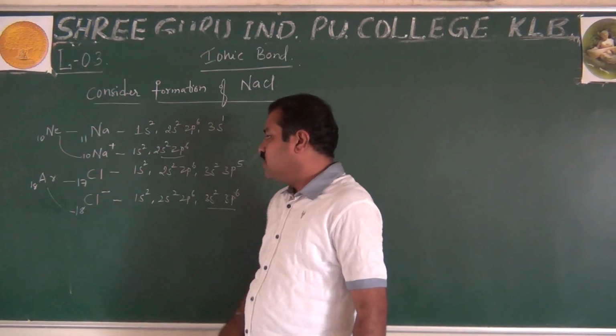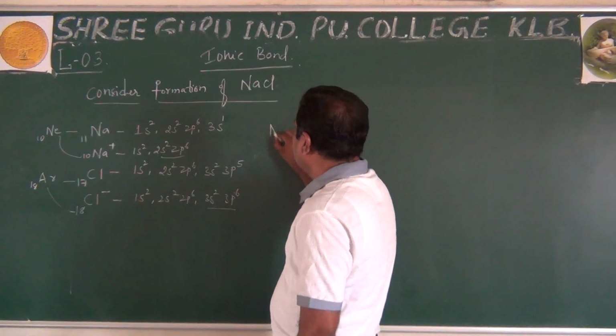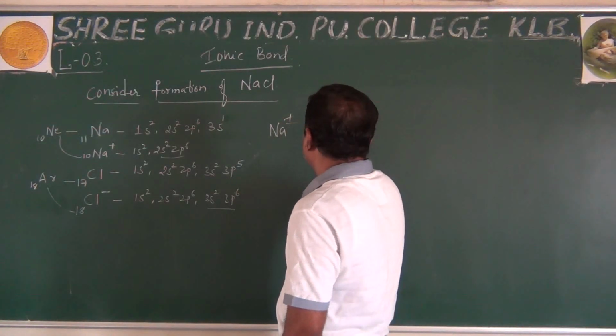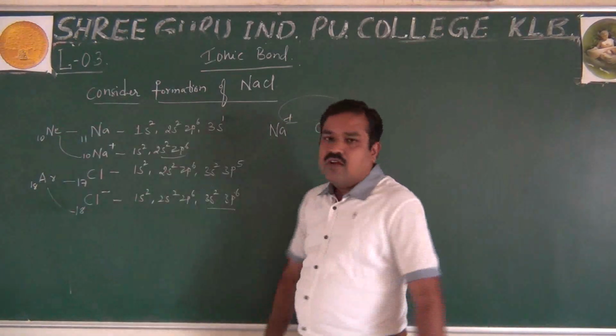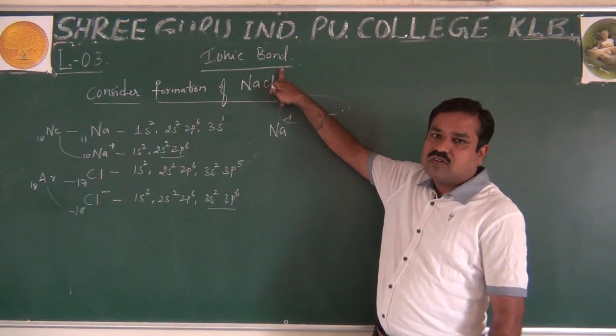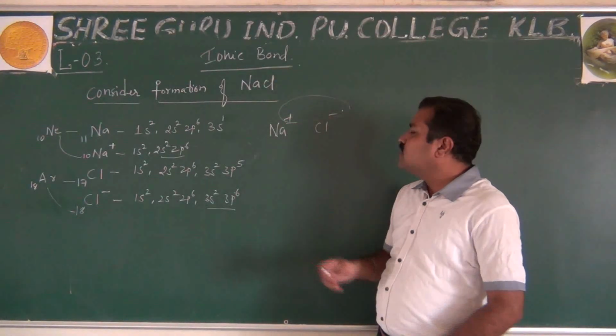Force of attraction between the oppositely charged ions, that means Na+ and Cl−. Force of attraction between oppositely charged ions leads to what? Ionic bond. That is called an ionic bond. Okay? This is one example.